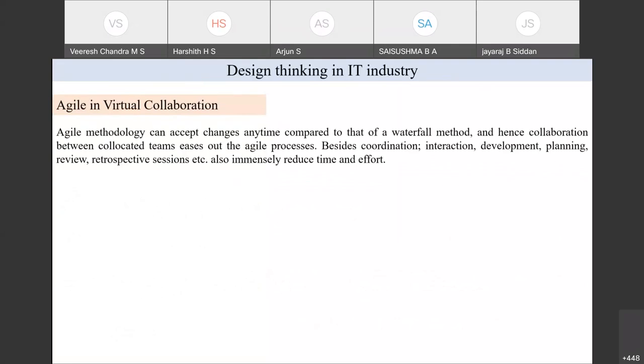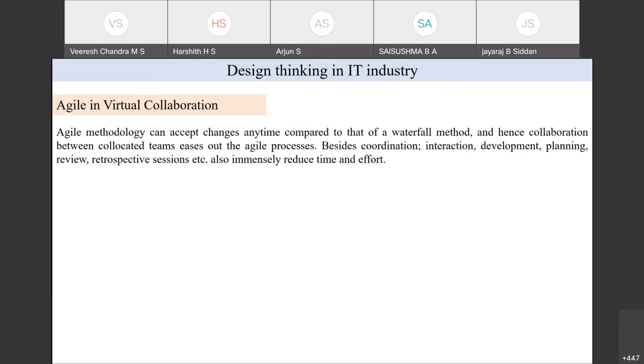Agile methodology, as we know, accepts changes anytime, correct? Compared to the waterfall model, it accepts changes at any time. Collaboration between collocated teams is better when we consider the agile methodology. Collocated teams means sitting inside an office or inside a building. Collaboration between these people is very much essential in order to make the agile methodology a grand success, or to adopt the agile methodology.